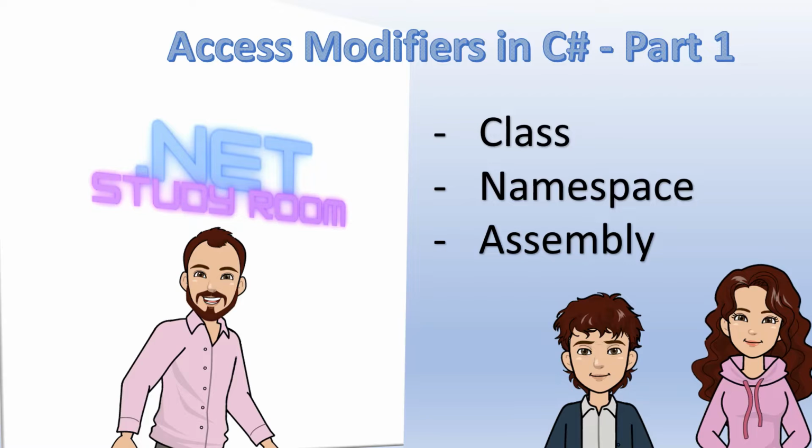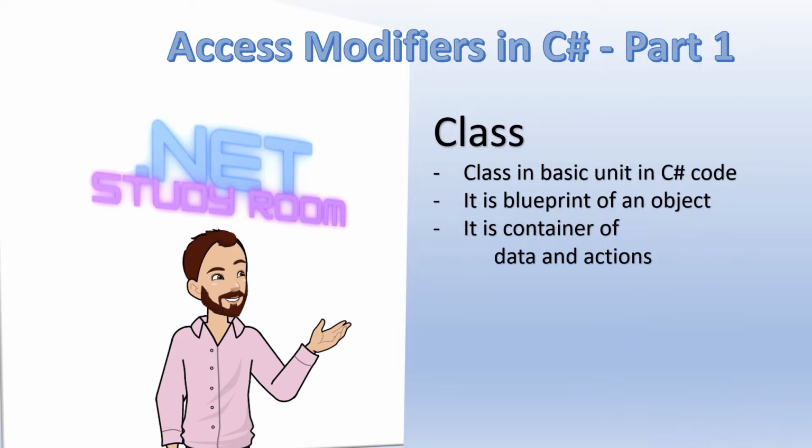Before we discuss the access modifiers, let's get familiar with some terms used in the context of a C# application. Class, namespace, and assembly. In any C# application, a class is the very basic unit. In fact, anything you program in C#, you basically start with writing a class. A class is a blueprint of the object. It contains some data and actions together.